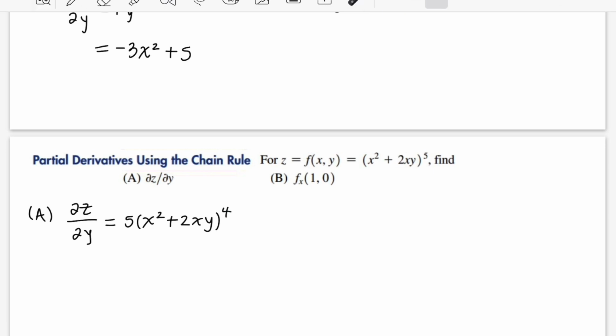And then to the 4th power using our power rule. Then we want to multiply it by the derivative of our inside function, the derivative of our inside function with respect to y. So again, this x squared term here is a constant, so that's 0.